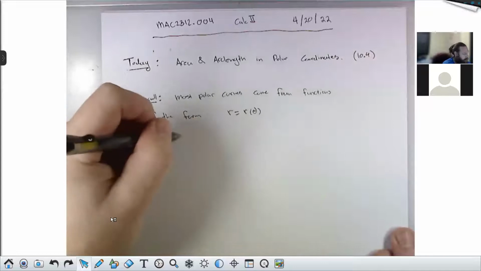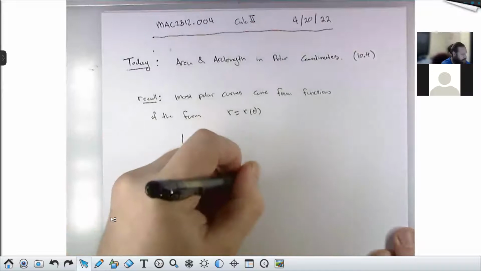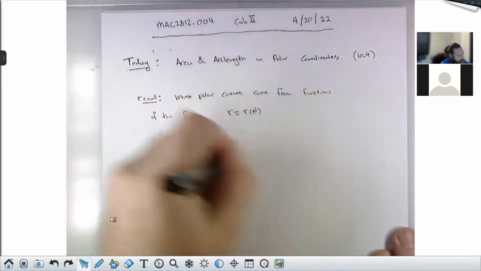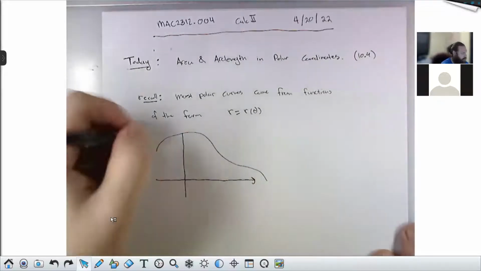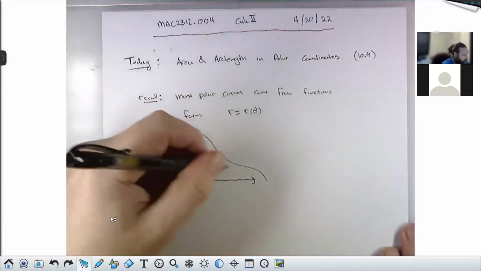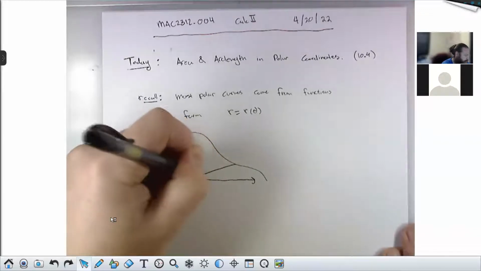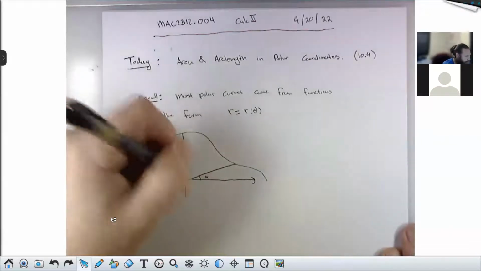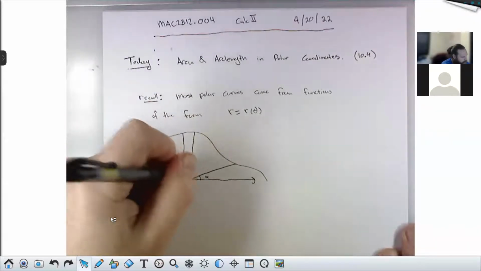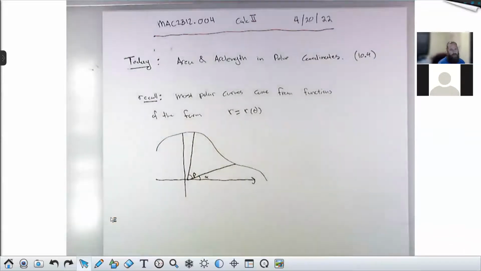And these graphs, in the most general and abstract sense, look something like this, right? Here's just a curve in polar coordinates, we'll say. What I want to do is find the area bounded by this polar curve between the two angles alpha and beta here.